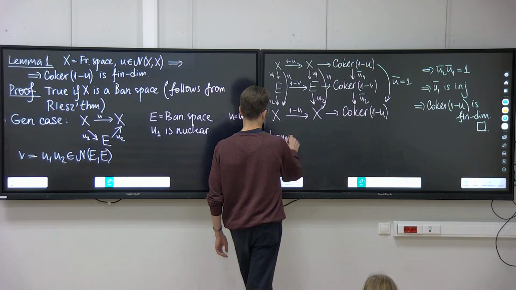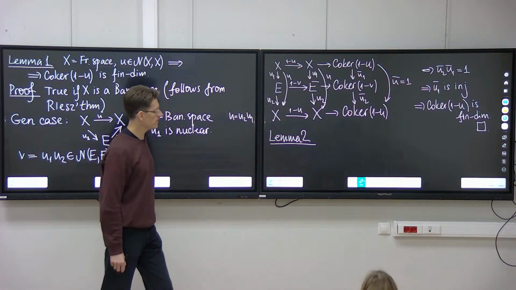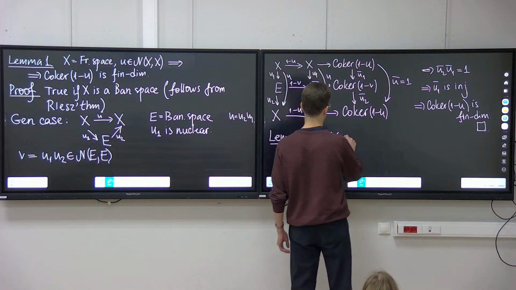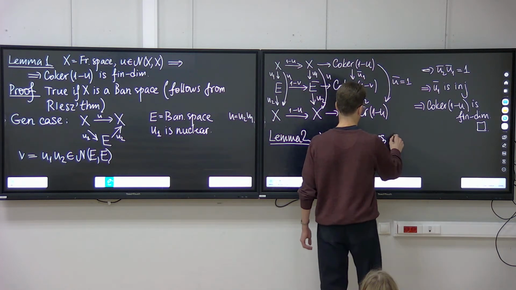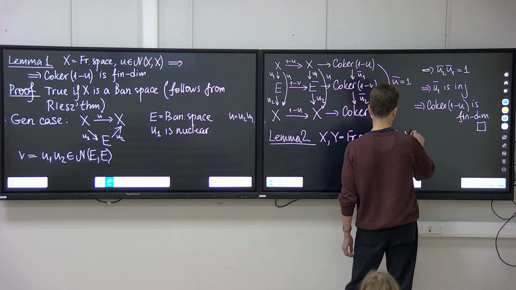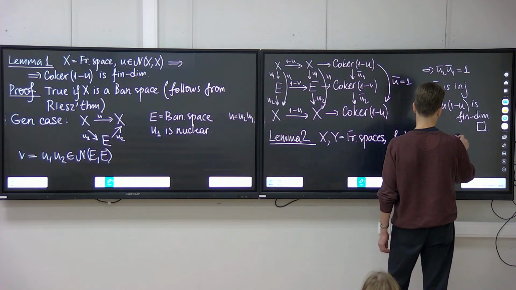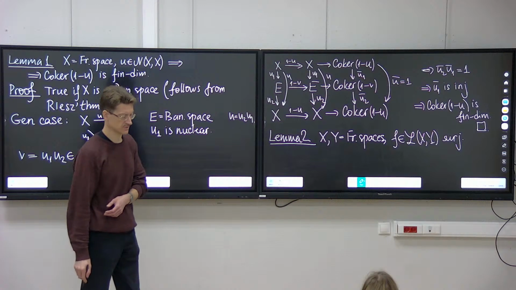Lemma 2. Suppose we have a surjective continuous linear map between Fréchet spaces. So X and Y are Fréchet spaces, and F is a surjective continuous linear map of X onto Y. So Y becomes a quotient of X.